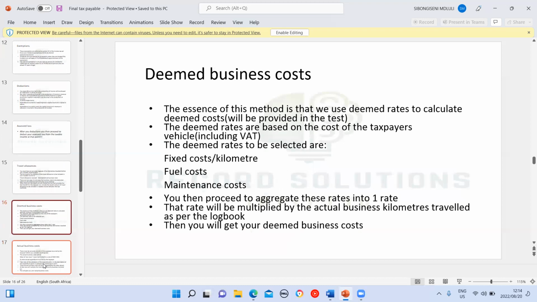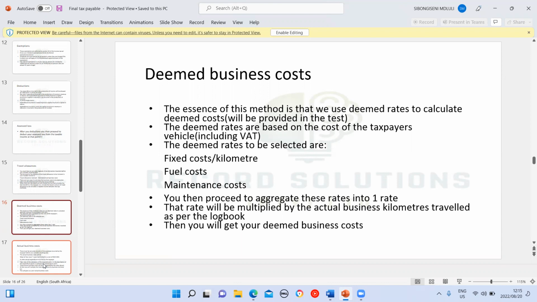Now, with the focus being on deemed business costs, you are focusing on deemed rates, but let me guide you through the appropriate structure of calculating the deemed business costs. The essence of this method is that we use deemed rates to calculate deemed costs. Those rates will be provided in the table in the test.